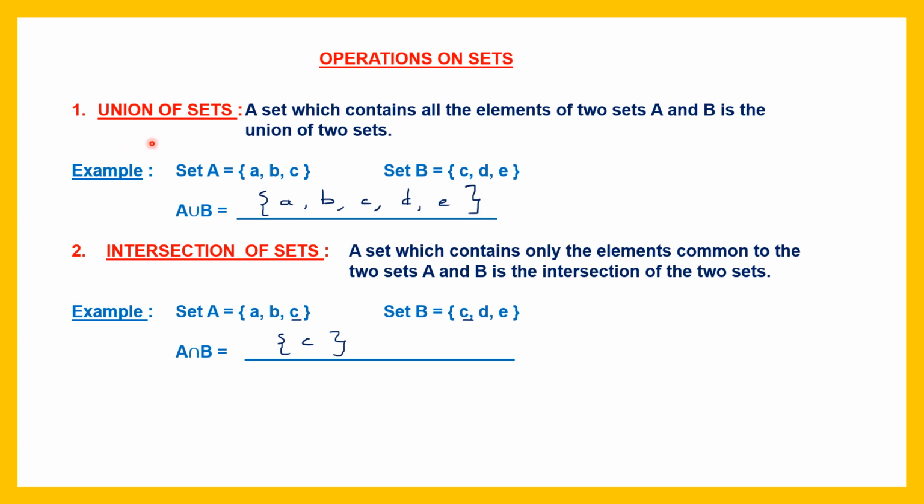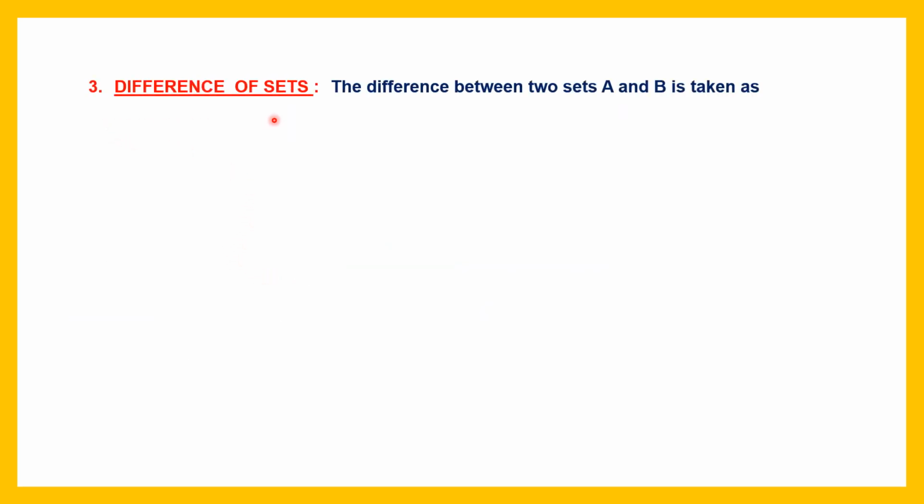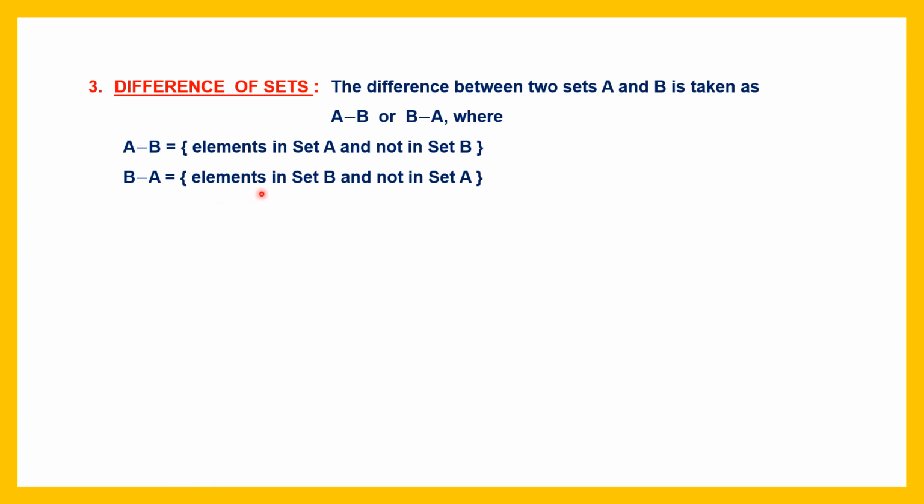So the first operation is union of sets. Second operation is intersection of sets. Then we have the third one called the difference of sets. Again, the difference between two sets A and B is taken as A minus B or B minus A. Now, what do we mean when we say this? Where A minus B will be all the elements of set A which are not in set B. Did you understand? When you have A first, you write down all the elements of set A which are not there in set B. Now when you say B minus A, we'll write all the elements of set B which are not in set A.